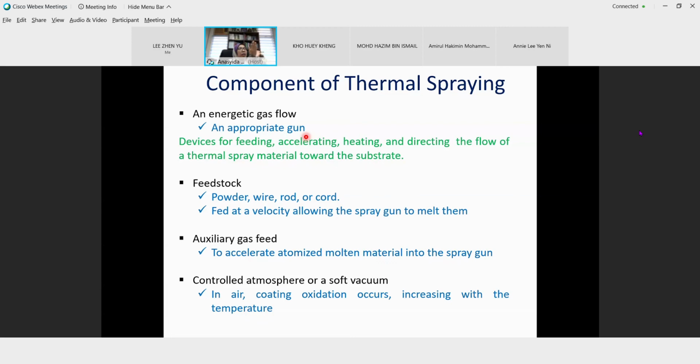So make sure that the accelerating area, tadi dia akan jadi macam pattern. The pattern should protrude to your sample. It's not like diverted to the other angle. You can also have auxiliary gas feed to accelerate atomized molten metal. And you also have to control the atmosphere, so you have to have an oxidation free environment.